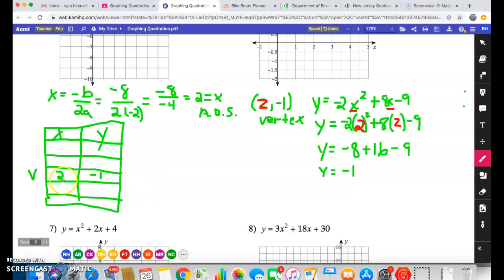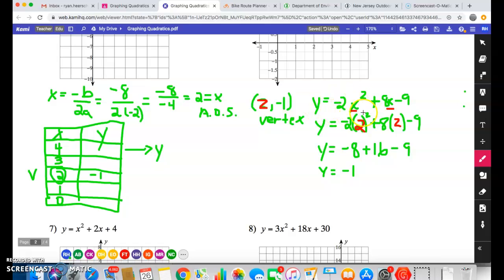Now focus on this x column, this 2 that's right here. We're going to pick our other x values by going up by 1, so 3 and 4. And from the 2 we go down by 1, so 1 and 0. Right, so just pick those values. Those we just picked based on your vertex. Now we have to calculate what goes next. So for this value, we take our original equation.